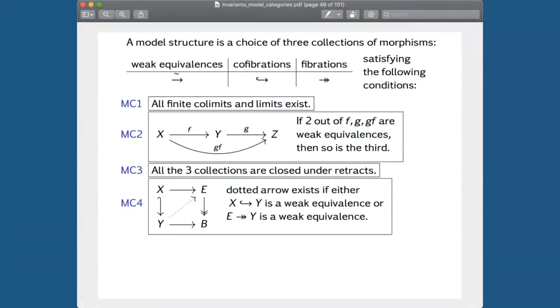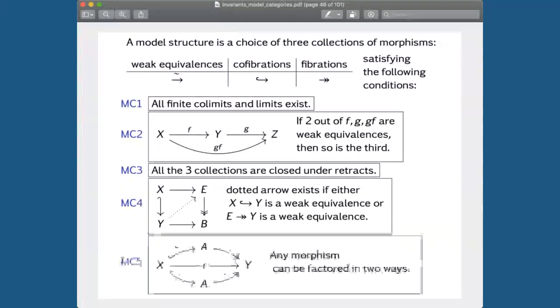The fourth axiom assures the existence of certain maps, and we can use that to construct certain homotopies. It assures the existence of certain maps under two scenarios. The left map has to be a cofibration, the right map has to be a fibration, and such a dotted lift exists if either the cofibration from X to Y is a weak equivalence, or the right map, the fibration, is a weak equivalence. Under those two scenarios, this lift has to exist. So you see, we translate looking for homotopies by assuring that certain maps exist.